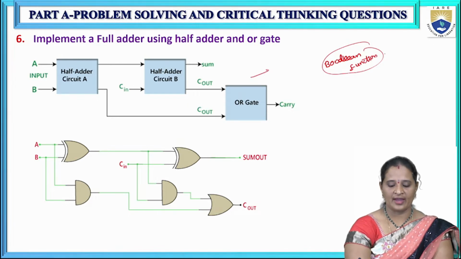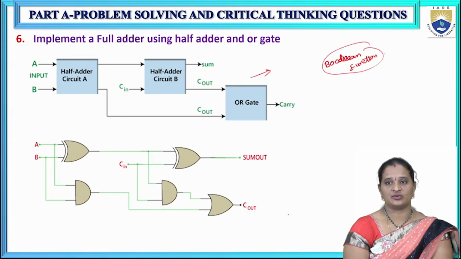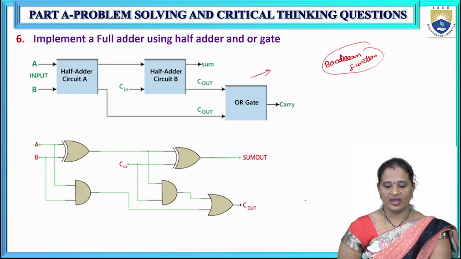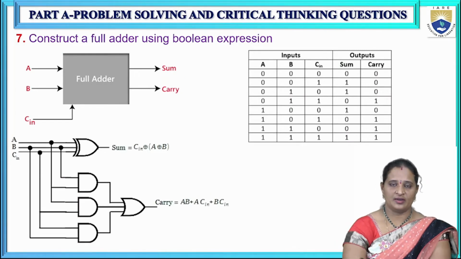So draw the block diagram. For implementing full adder using 2 half adders, we require 2 half adders and 1 OR gate. So this is our block diagram and this is the logic circuit. Okay, so this is how you can implement a full adder using 2 half adders and 1 OR gate.